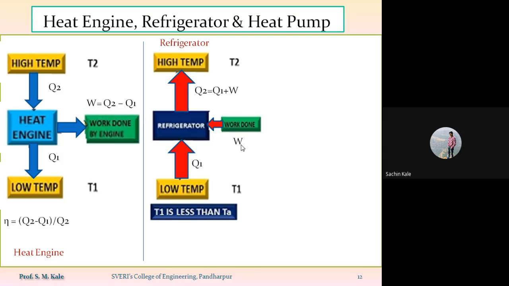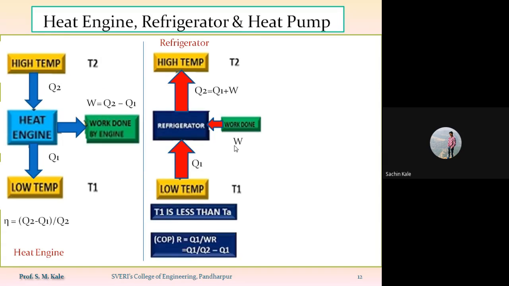Until we provide W as an input, until there is electricity supply, the fridge will not start, and the water stored in the fridge will not reach a lower temperature. So until W is provided, Q1 will not be absorbed. Q1 is the amount of heat absorbed, also called the refrigerating effect, and W is the work done.